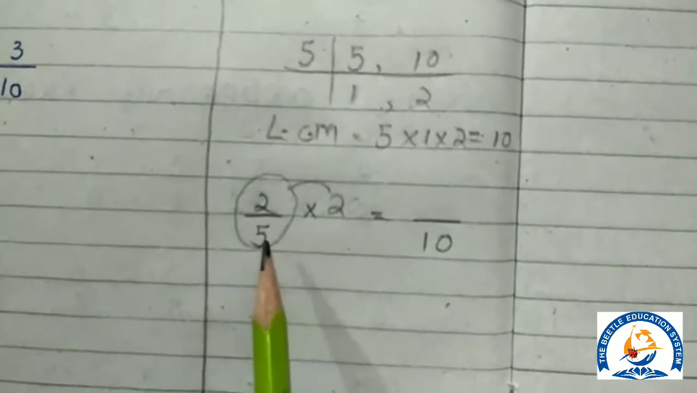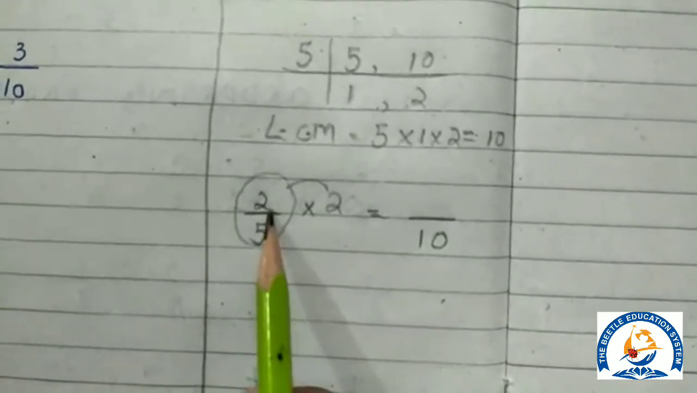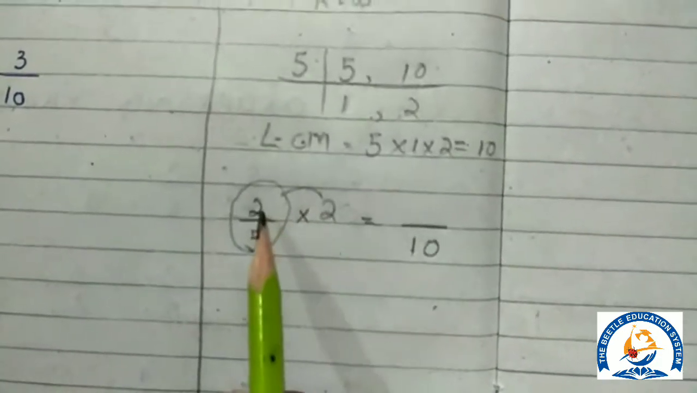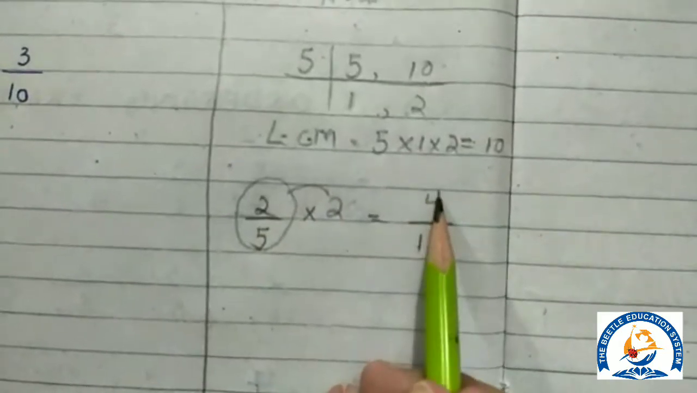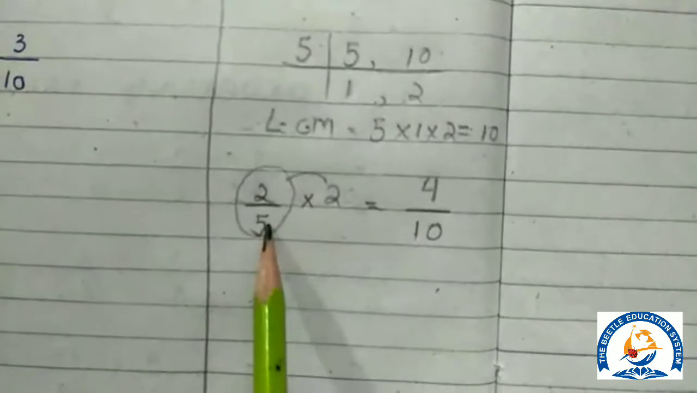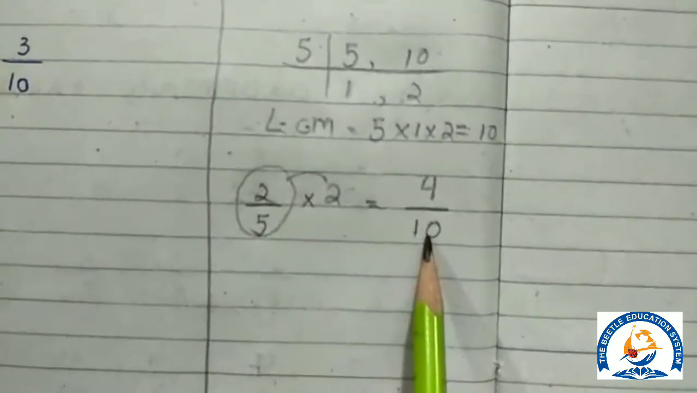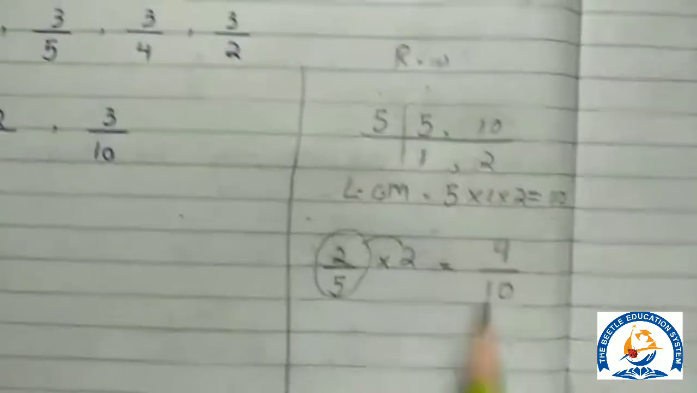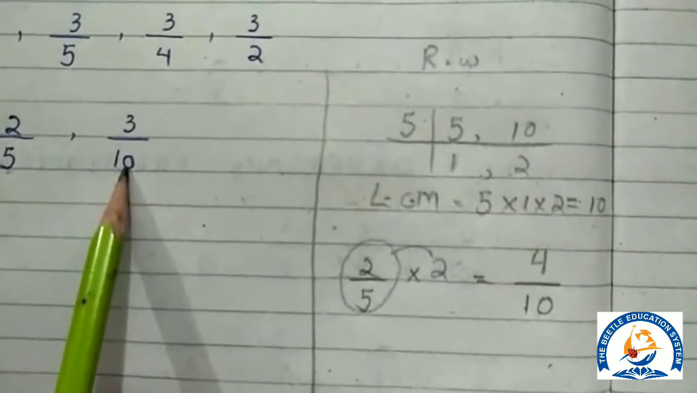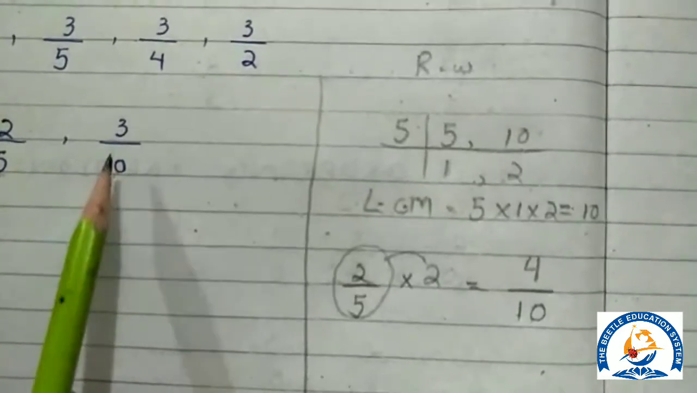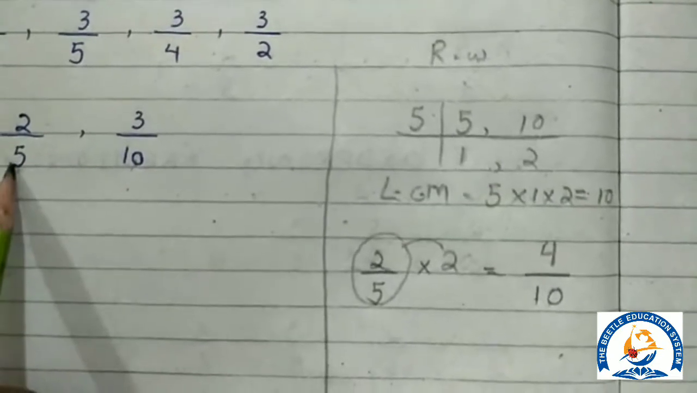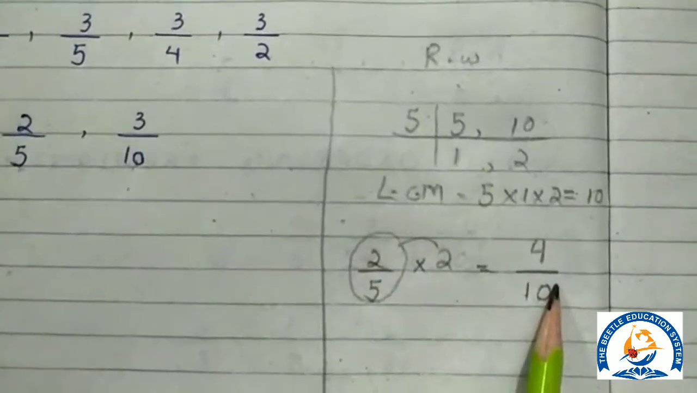If we multiply the denominator, the numerator will also multiply with 2. So 5 2 times is 10. So 2 2 times is 4. The fraction here is 4 upon 10. The first fraction has become 4 upon 10, but the second fraction here was 3 upon 10. So which is the smallest fraction? Yes, 3 upon 10 is the smallest fraction, and then 2 upon 5 is the largest fraction.